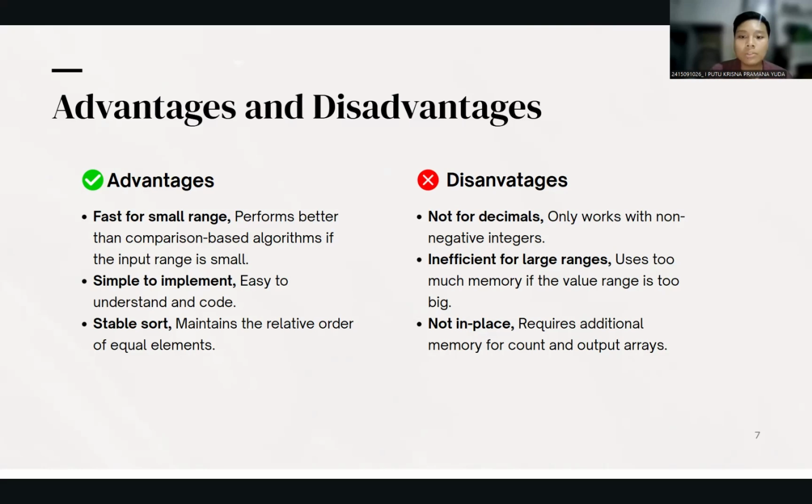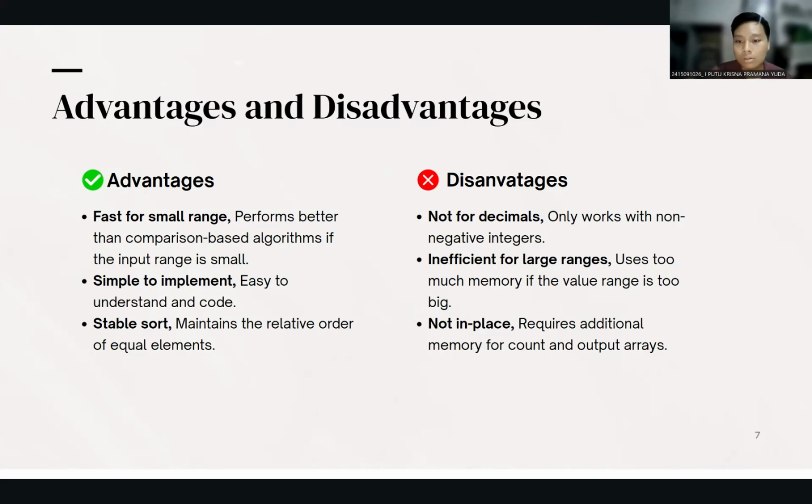And second is that it is simple to implement. The logic behind counting sort is easy to understand and code, making it a good choice for beginners who are learning sorting algorithms. And then it is a stable sort. This algorithm preserves the relative order of elements with equal values, which is especially important in situations where data stability matters.